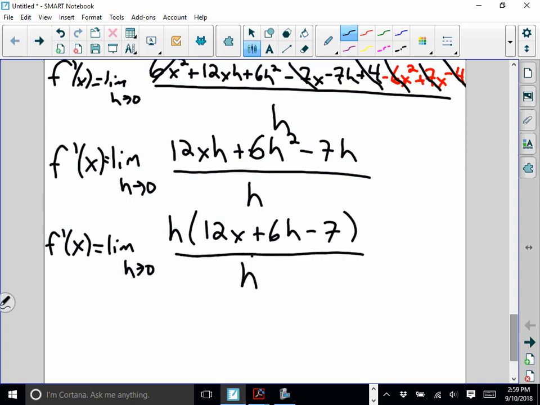Once I factor that h out, I can cancel it. Some students just cancel one of each of the h's without rewriting it in factored form. That's fine. Just know that plus 6h squared, you're only canceling one of the two h's out there. Okay? That's important because that 6 term needs to go away to get us our answer of 12x minus 7. After we cancel out our h's, we can plug in 0 for the h here, and we get 12x minus 7.